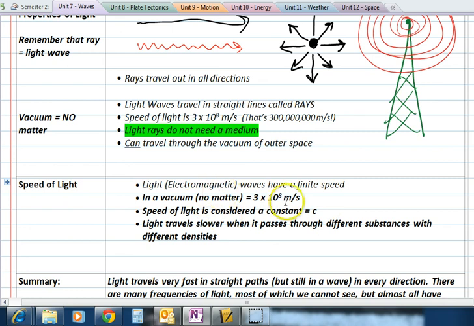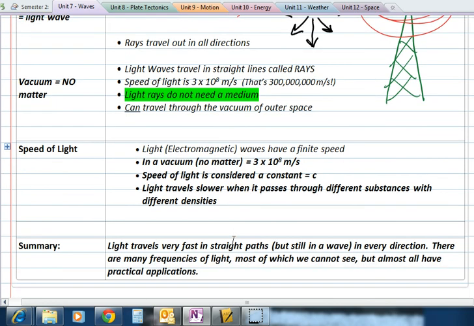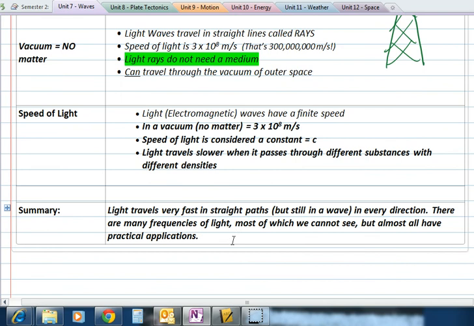These light waves have a finite speed, and the speed of light is considered a constant, and you'll see it in equations labeled C. And light does travel a little slower when it passes through different substances with different densities. So light travels slower through solids and liquids. Alrighty, and then there's the summary. Now that was the first part of the article.